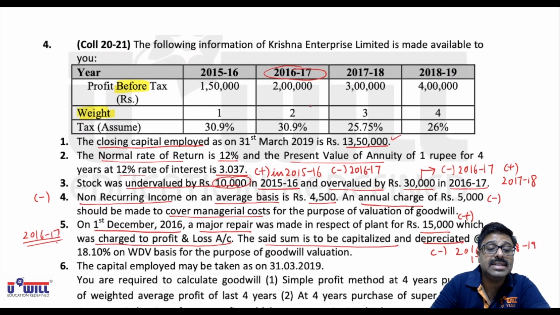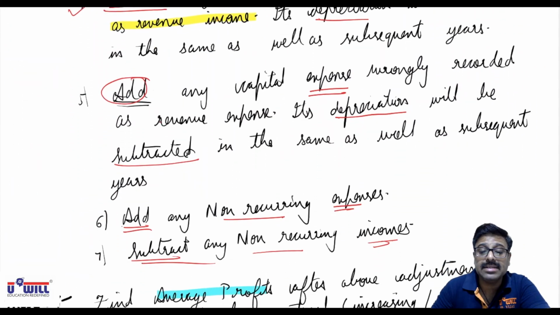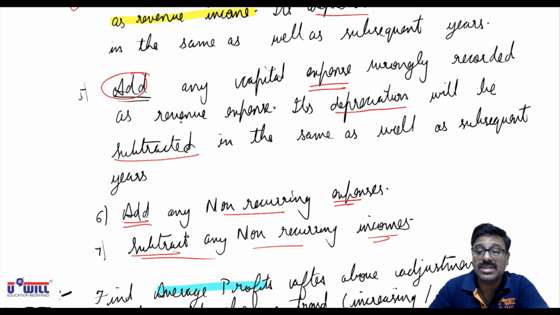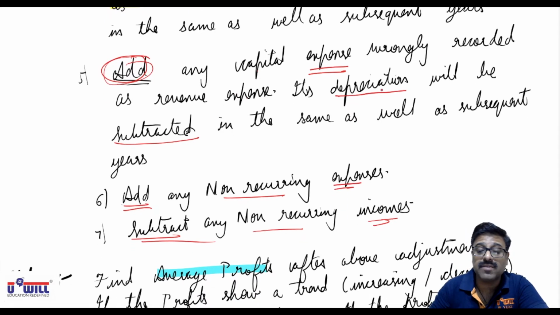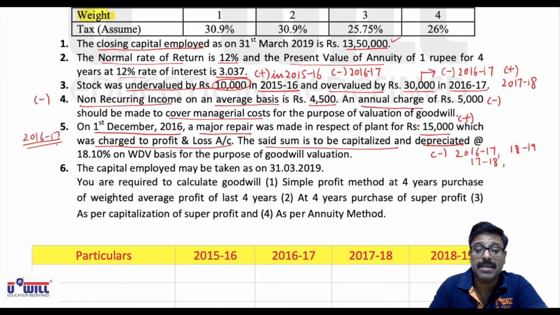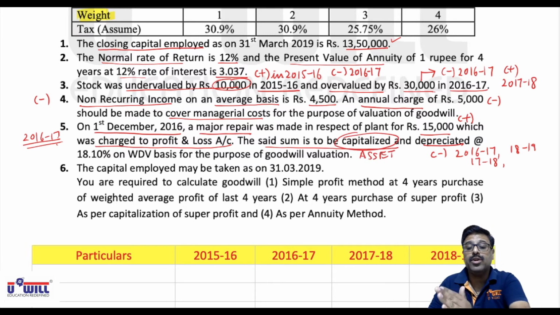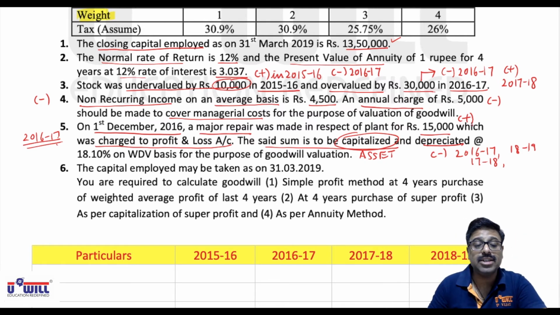Okay, you all can see that we discussed in the very first Zoom session that if there is any capital expense wrongly recorded as revenue expense, there is a capitalized amount which we charge to P&L account, then add it and its depreciation will be subtracted in the same as well as subsequent years. But you apply the logic only, you'll be able to follow that. Major repair you have taken in P&L debit side. Now the said sum is to be capitalized means we have to take it on the asset side. Instead of P&L debit side, we are supposed to take it on the asset side. If you remove 15,000 from P&L account on debit side, the profit of that year will increase. So we will add in 16 to 17's profits.